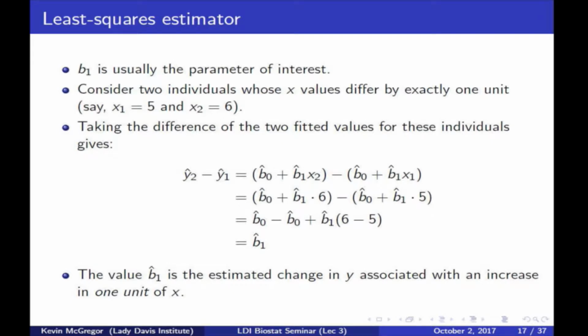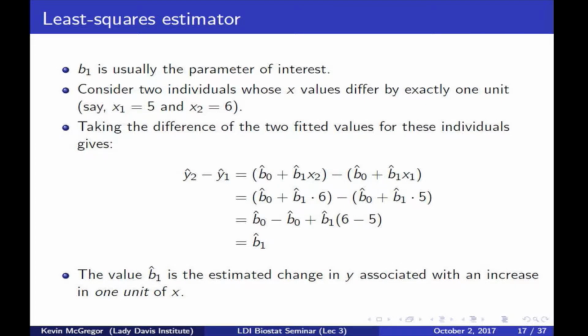If we were to do linear regression on a broader sample, so let's say there are more than two individuals, we do linear regression on the full sample, and we look specifically at the difference between these two individuals. I'm looking at the difference between the fitted values, so y2 hat minus y1 hat. If I plug everything in using the fitted value equations that I defined on the last slide, you go through everything, and it turns out that you get B1 hat.